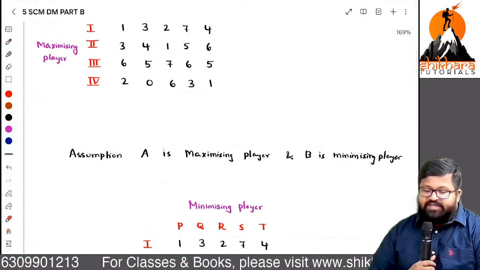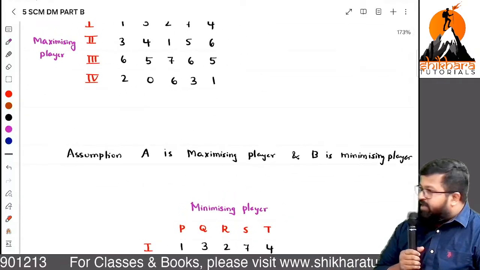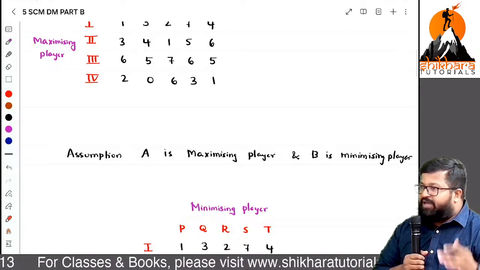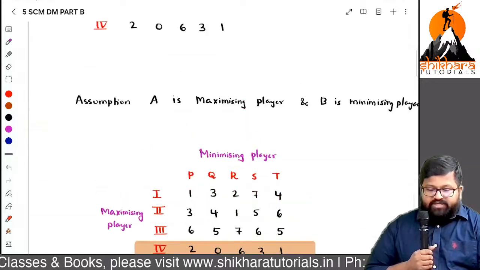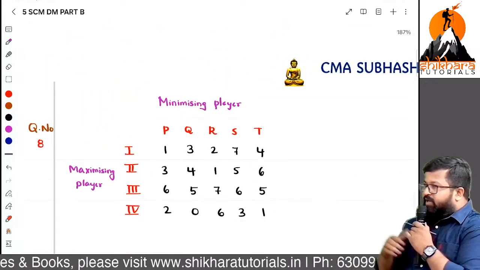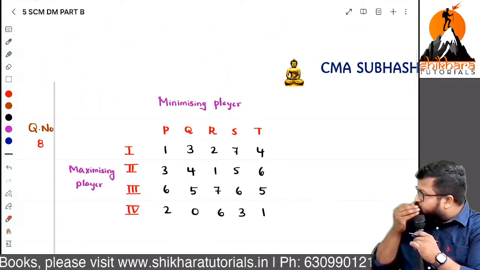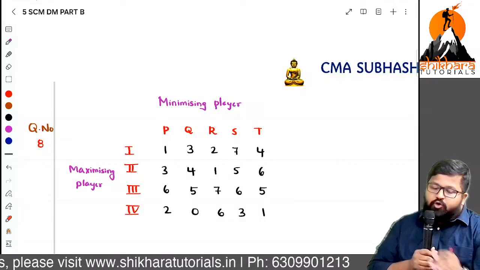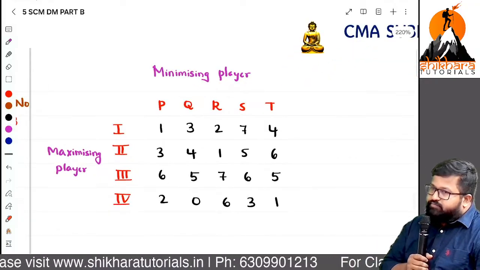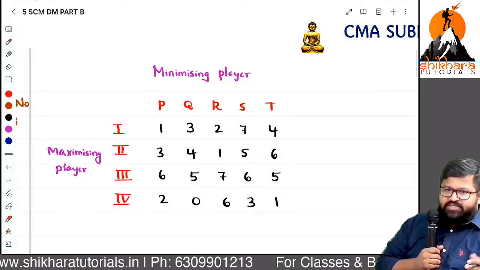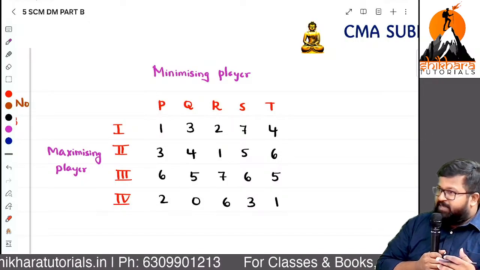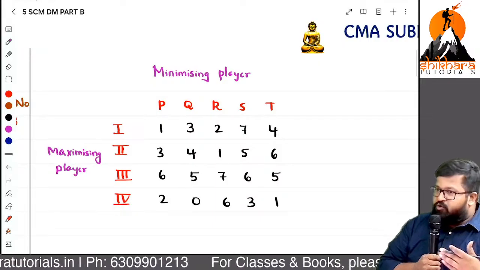What is the first one? My assumption: A is the maximizing player and B is the minimizing player. Let us mention Roman numbers 1, 2, 3 and 4. Next, if I compare, what is the row operation? Can you tell the row operation? Do it faster. Which rows should I compare? I have n number of options, but do not go with writing, just go straight away with comparison.